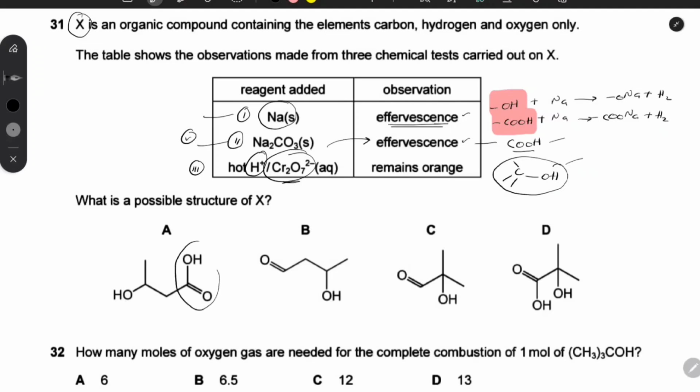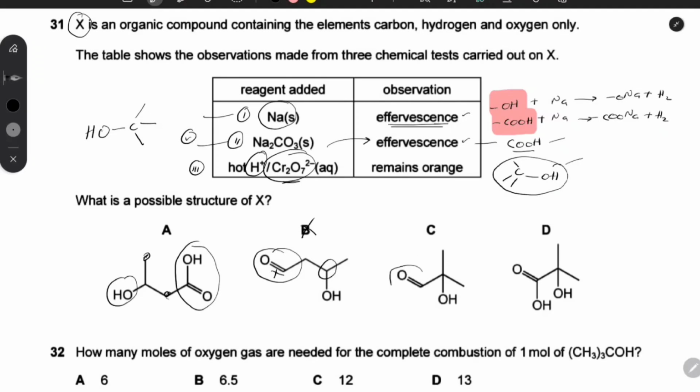So carboxylic acid, option A has a carboxylic acid, it means that it is correct, but it has a secondary alcohol. The carbon atom is attached to two further carbon atoms, which means it is a secondary alcohol. For a tertiary alcohol, the carbon directly attached to the OH group should be attached to three other carbon atoms. But this is a secondary alcohol, and this is an aldehyde, and this is a secondary alcohol. So both of these are not present in our structure of X. That is why this is also an incorrect option.